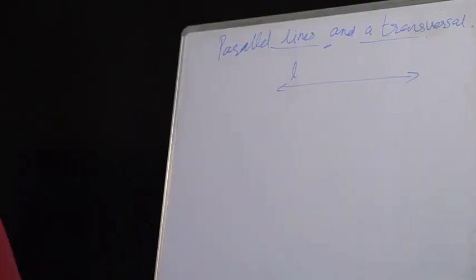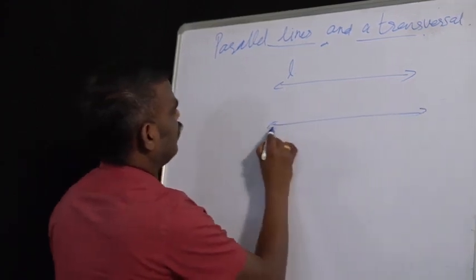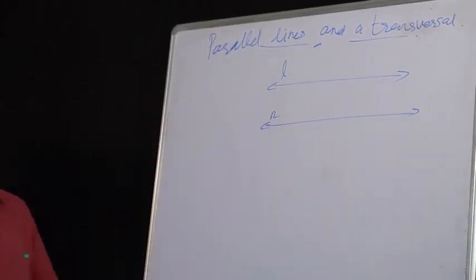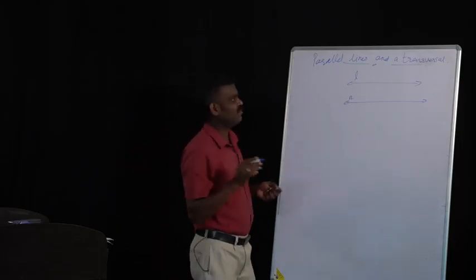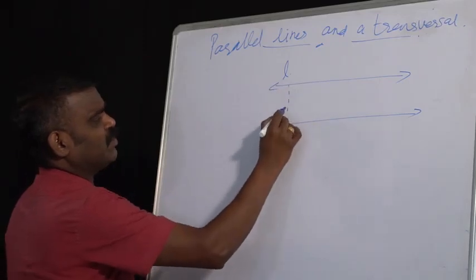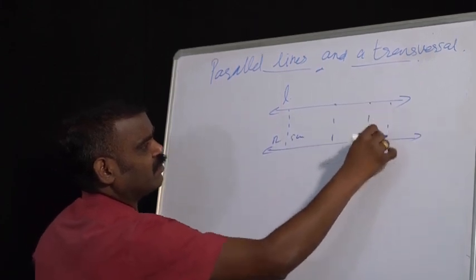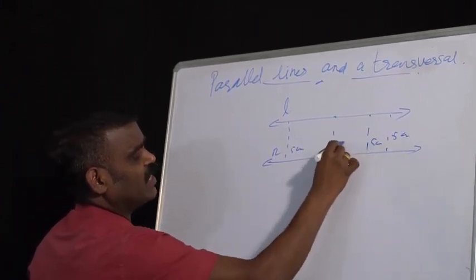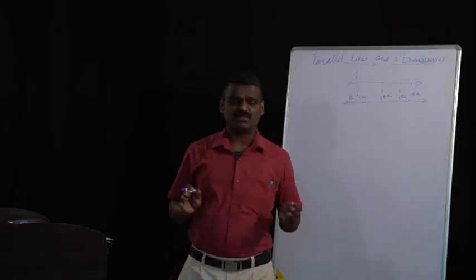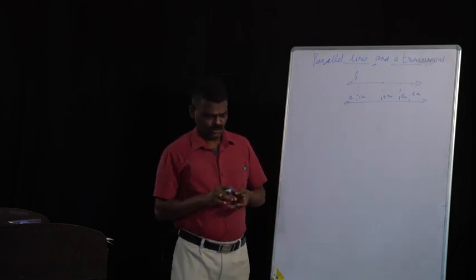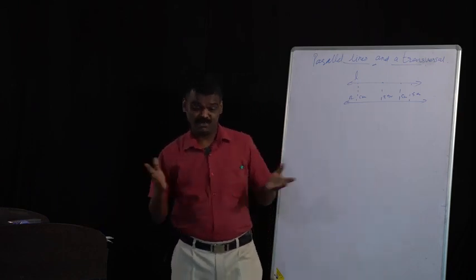Line L and line N. These two lines can be called parallel if the condition is met: if the distance between them, suppose L to N is 5 centimeters, it should be everywhere 5 centimeters. Then it is called parallel, otherwise not. Clear? Okay.